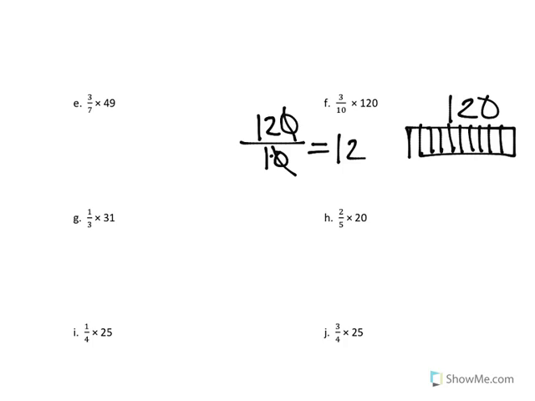So if 1 is 12, and my numerator is asking me for 3 out of the 10, or 3/10 of it, that would be 12 times 3, which is 36. Therefore, 3/10 times 120 is 36.